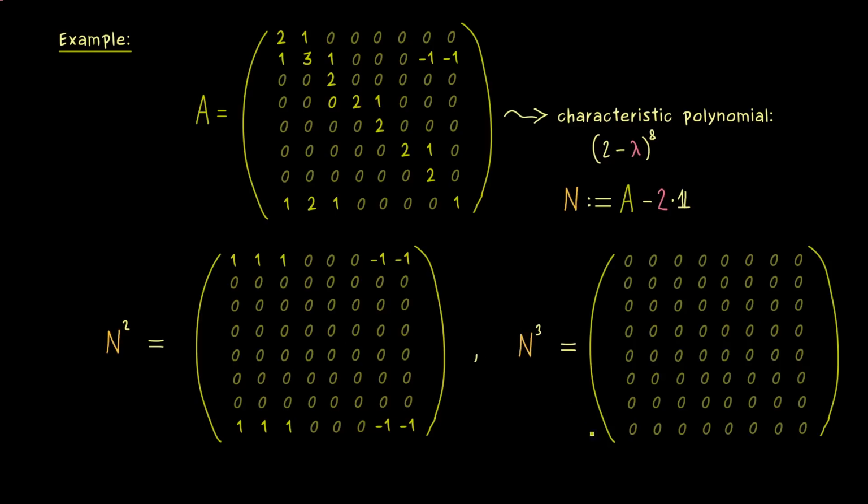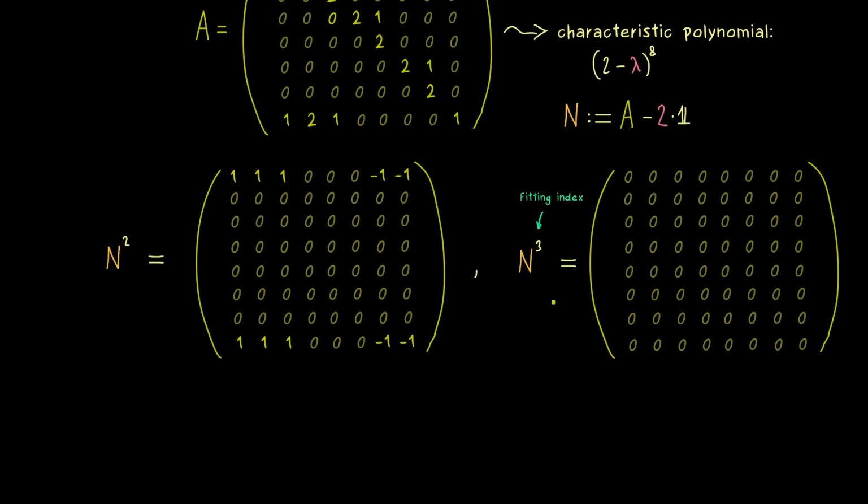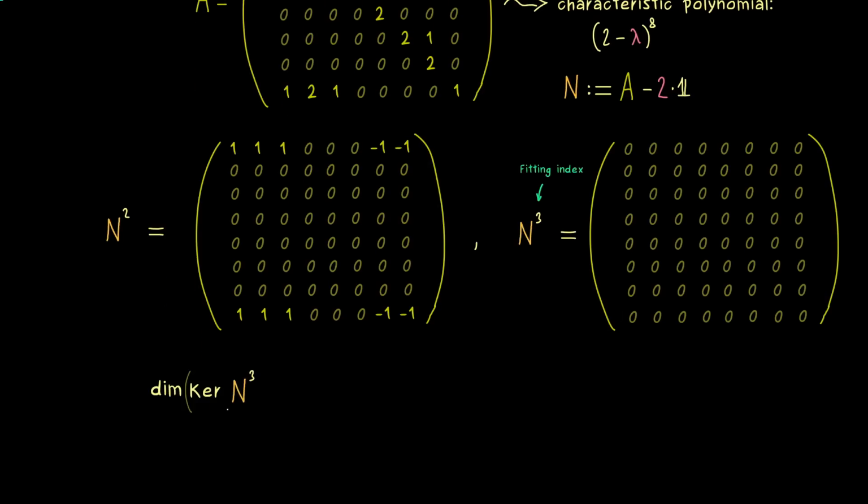So n cubed is already the whole zero matrix, which results in the largest kernel we have. In other words, 3 is our fitting index, and we also know all the dimensions of the kernels. The easiest one to see is the kernel of n cubed, because the dimension is simply given by 8. It's the maximal possible, and we know it has to be equal to the algebraic multiplicity of our eigenvalue.